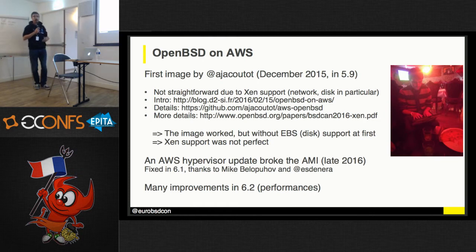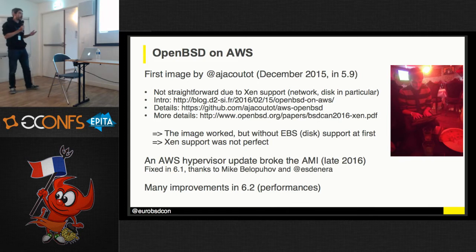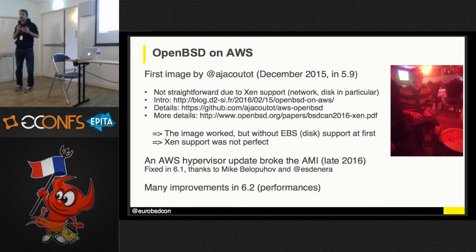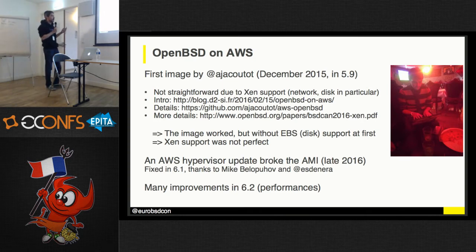So the first image worked when the network was fixed, and the second issue was disk. At the beginning, OpenBSD was using IDE fallback for disk support, so it was okay for the root disk, but if we were adding an additional disk on AWS, it was not working. So by mid-2016, this was fixed.